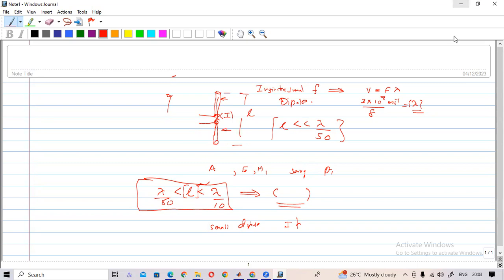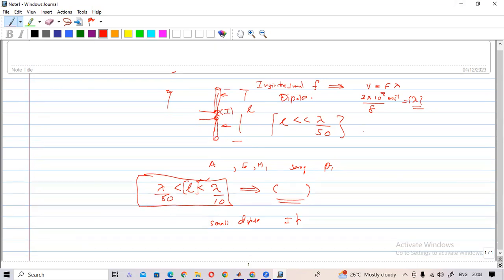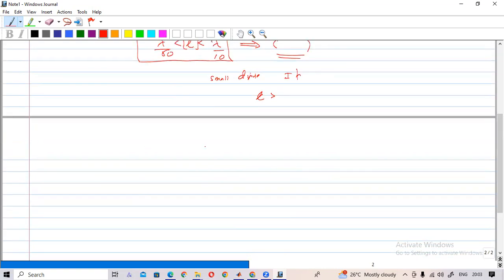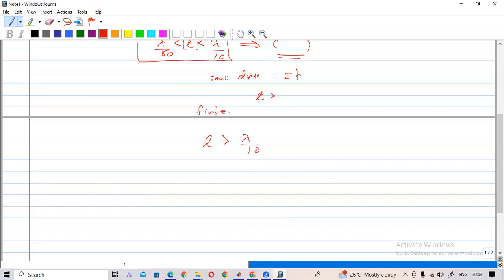And a finite length antenna means the length of the antenna is greater than lambda divided by 10. So this is called a finite length dipole antenna, if the length is greater than lambda divided by 10.